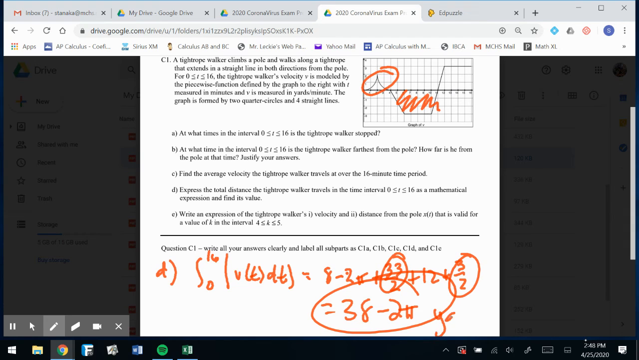Okay, and that would be yards, right? Because that would be our distance. Okay, I didn't think that was too bad either. Probably get a couple points for that bad boy.